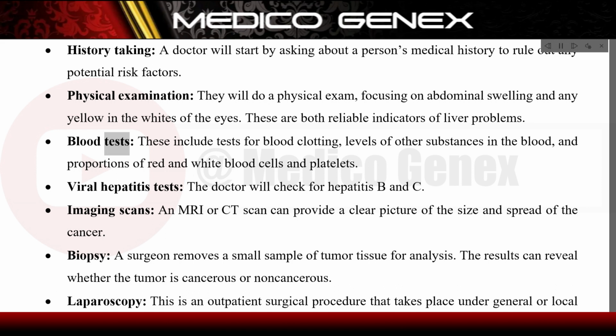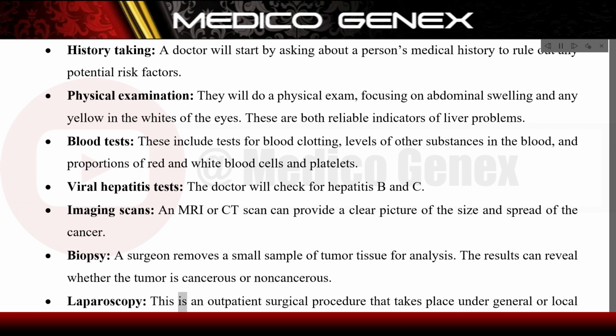Blood tests. These include tests for blood clotting, levels of other substances in the blood, and proportions of red and white blood cells and platelets. Viral hepatitis tests. The doctor will check for hepatitis B and C. Imaging scans. An MRI or CT scan can provide a clear picture of the size and spread of the cancer. Biopsy. A surgeon removes a small sample of tumor tissue for analysis. The results can reveal whether the tumor is cancerous or non-cancerous.